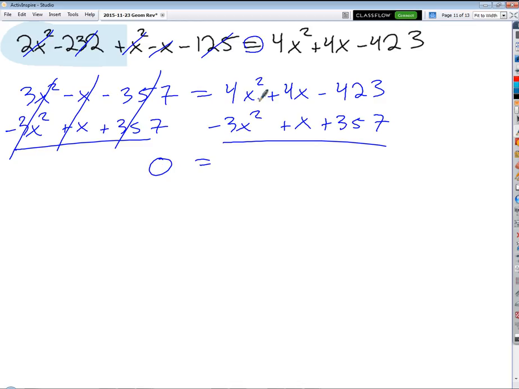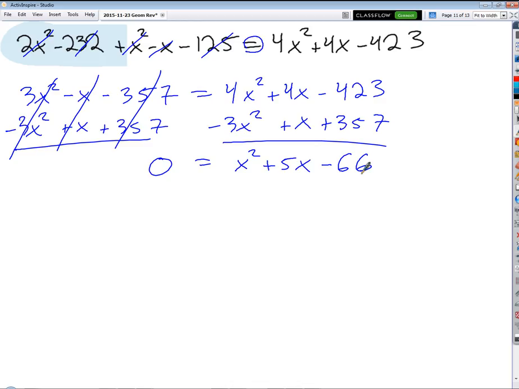What's positive 4x squared minus 3x squared? Good, just 1x squared, or we'd write it just as x squared, right? 4x plus x, 5x. Negative 423 plus 357, you're welcome to use calculators on this. Okay, negative 66, good.